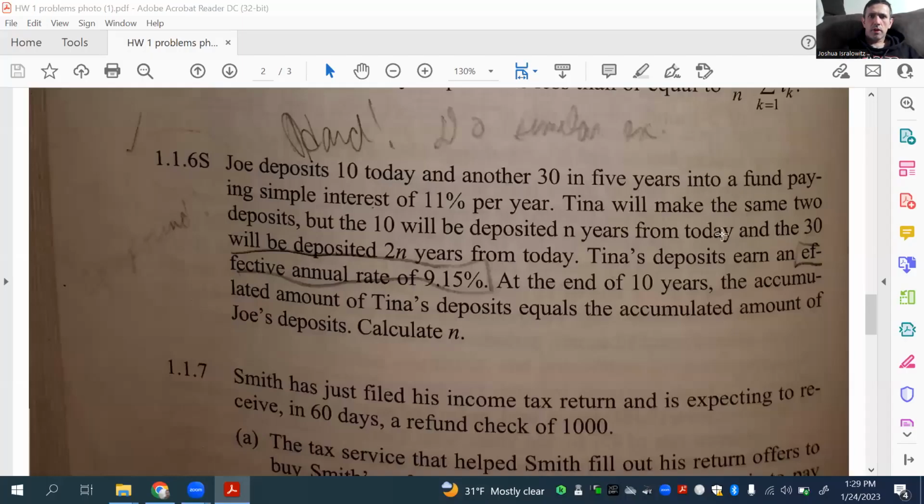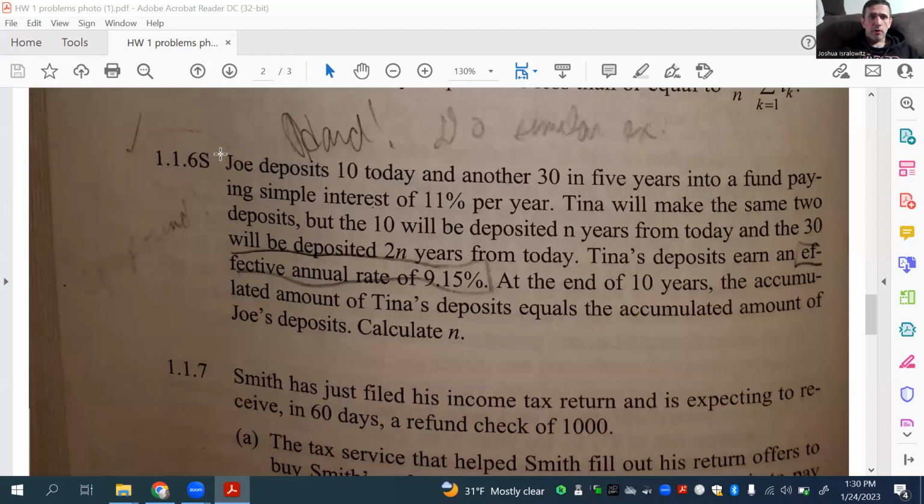Hello everyone. What I'd like to do in this short video is go over the solution to 1.1.6s in Broverman's Mathematics of Investment and Credit. So if you're in my course, AMAT 301, I do have the solution up for this, but still, I think it's good to go over, and I would have gone over it in class.